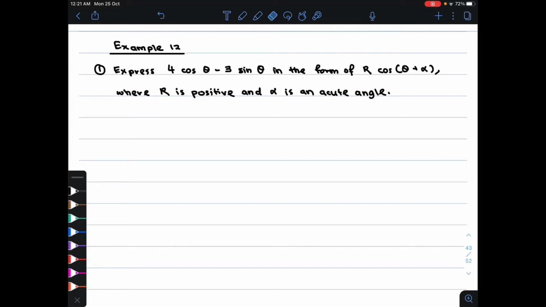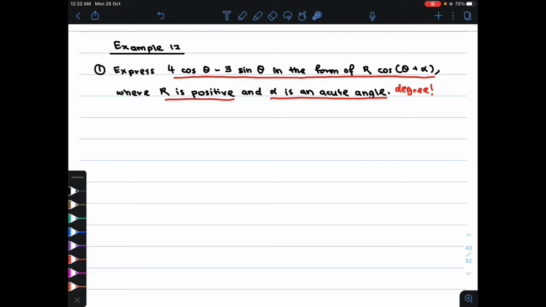Let's do example 12. Question 1. Express 4 cos theta minus 3 sin theta in the form of r cos(theta plus alpha), where r is positive and alpha is an acute angle. So, is alpha in degree or radian? If it is not stated whether it is in degree or radian, just take degree. So just find alpha in degree.